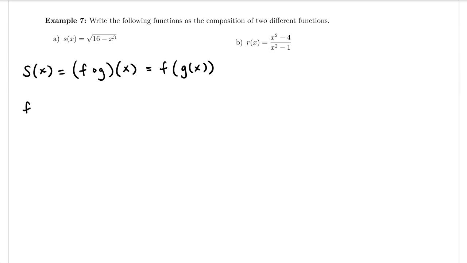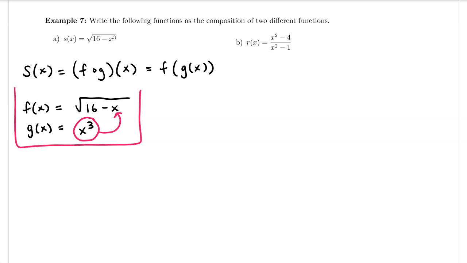So at this point we need to come up with f of x and g of x. One represents the outer function and the other represents the inner function. A possible answer for f of x is the square root of 16 minus x, and then g of x could equal x cubed, because we're taking this x cubed and plugging it in here, and that would give us the square root of 16 minus x cubed. So here is one possible answer. Can you think of another possible answer?